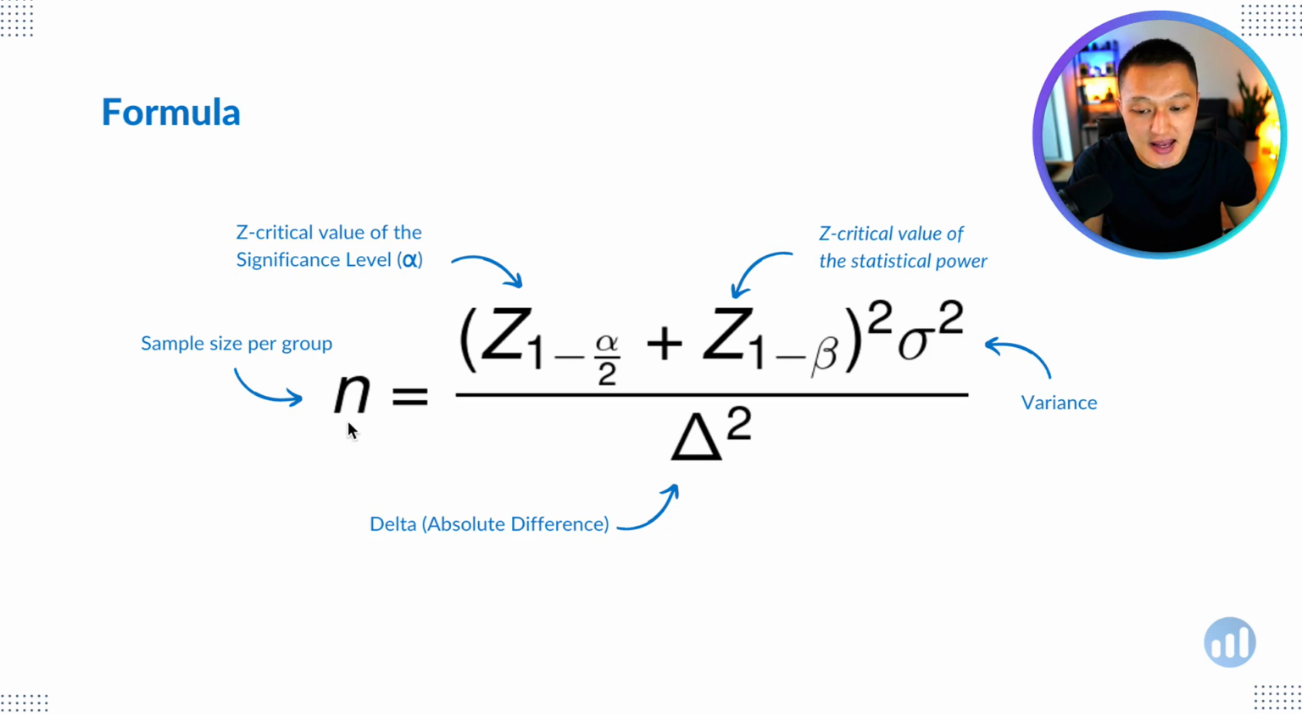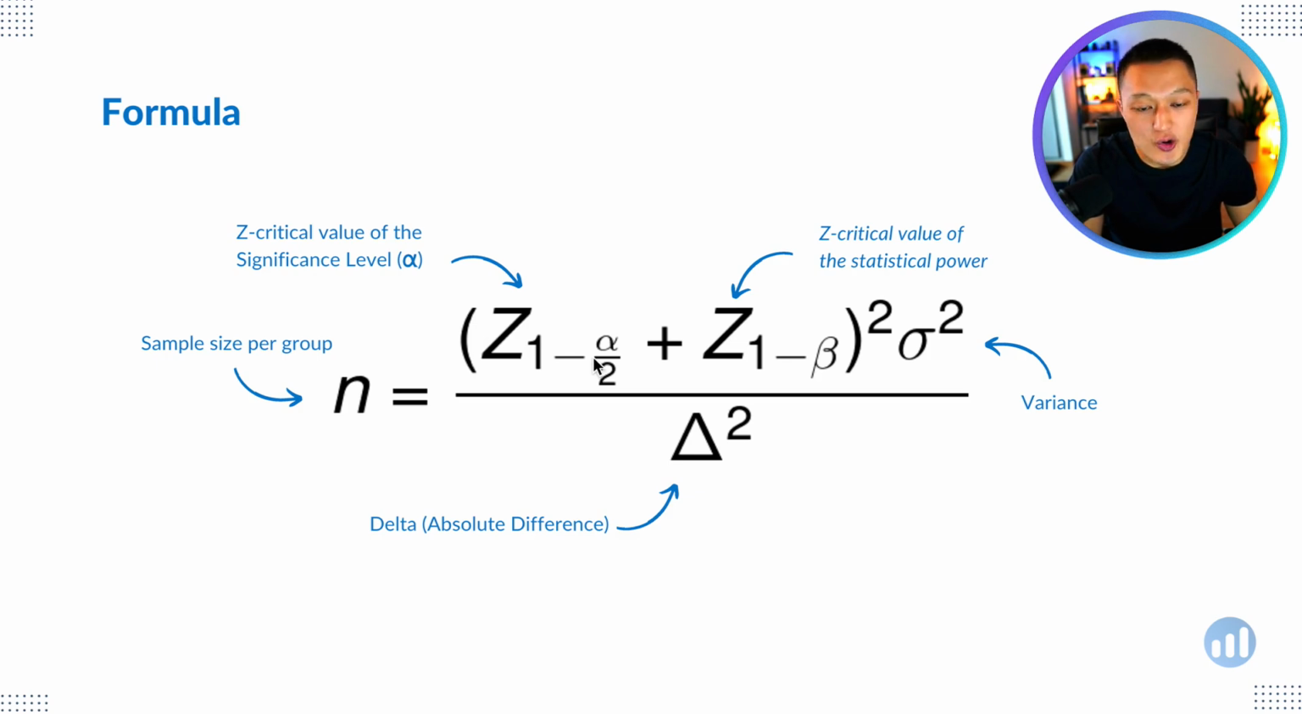So this n represents the sample size per group. It's not the sample size that is required for the entire experiment. When you're running an A/B test, you have a control and a treatment condition. So this calculation basically means that this is the sample size that's required for one of those two groups. So you would have to multiply by 2 in order to get the sample size that is required for the entire experiment.